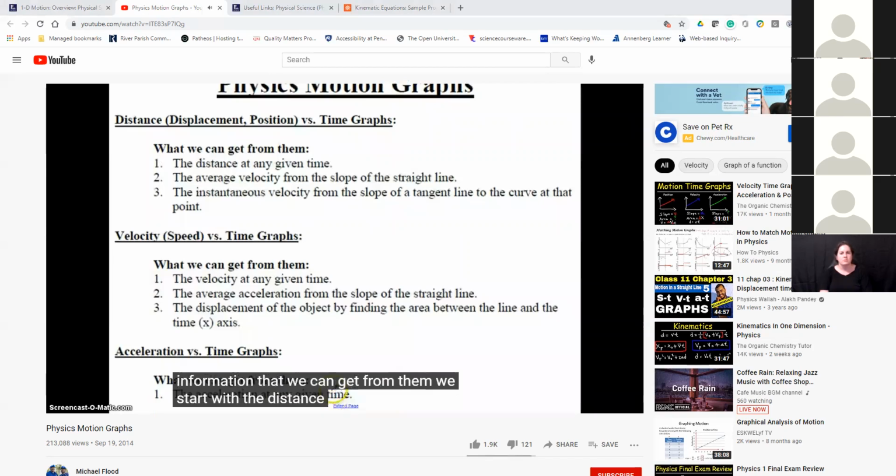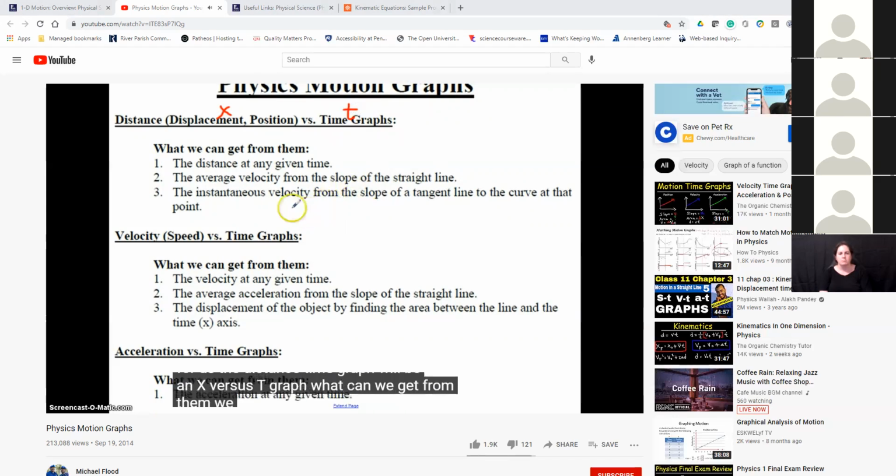We start with the distance or displacement or position, all the same thing with regards to the graphs. So distance, displacement, position versus time graphs. The symbol that we'll be using for distance, displacement, position is X, and the symbol that we'll use for time is T. So for us, the distance time graph will be an X versus T graph.